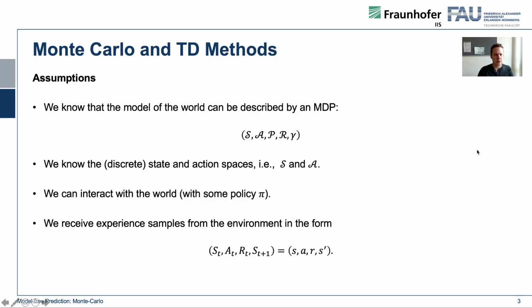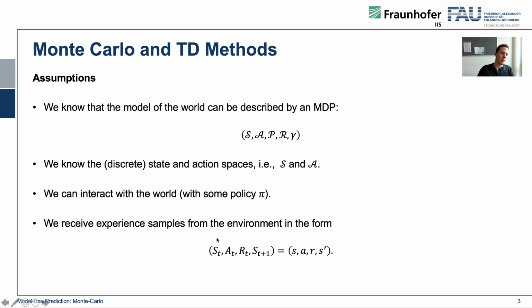Okay, so what do we assume now? We assume that the model of the world can be described by an MDP. We still assume that there is a Markovian representation of the states, and there is an MDP that describes it, meaning that we know the discrete state and action spaces, i.e. we know S and A, and we can interact with the world through some policy pi, might it be random or some well-informed policy, and we receive experience samples from the environment.